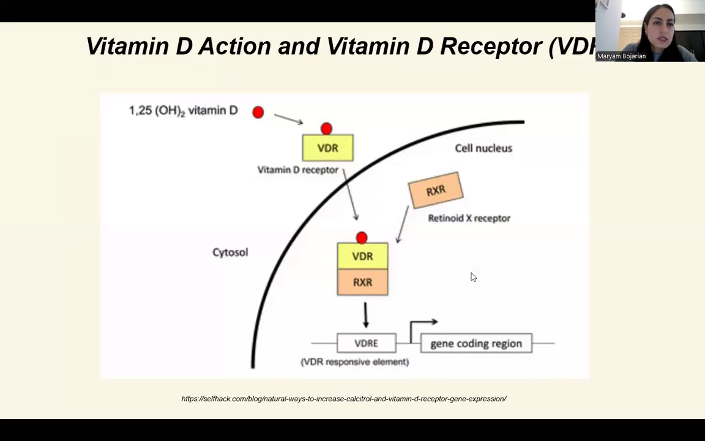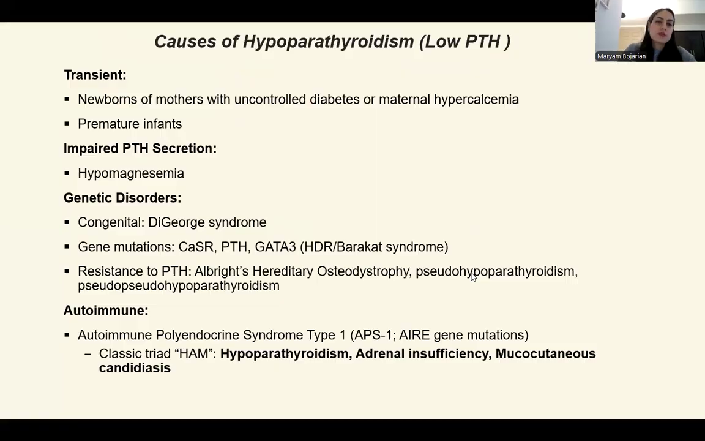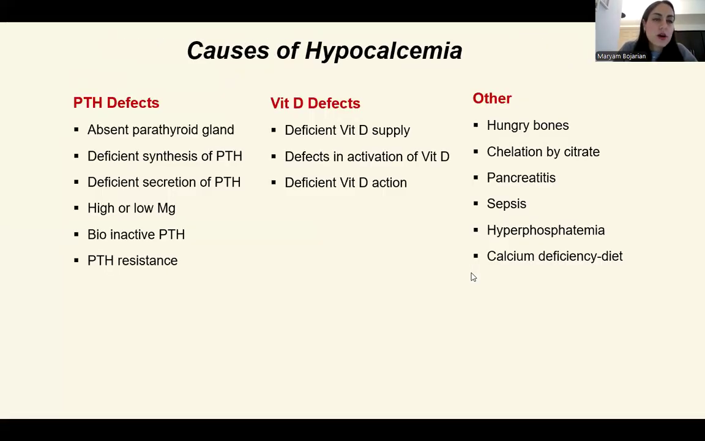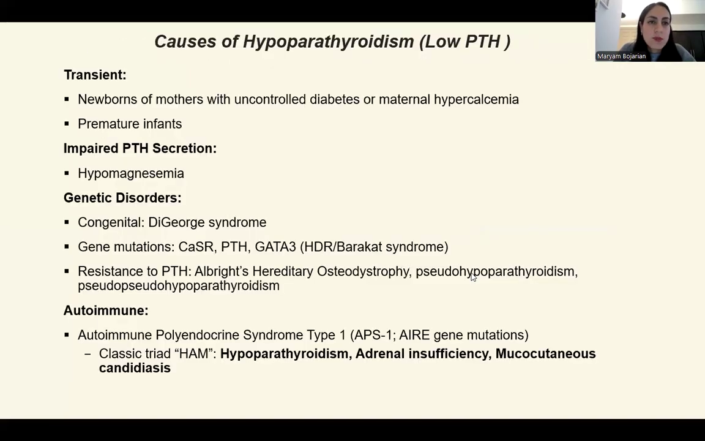Okay, so we discussed this and then the causes of hypoparathyroidism. So just want to show you. We discussed PTH, we discussed magnesium and also the vitamin D defects. And also, as I said, we can have a parathyroid hormone problem as well. And now I want to talk a little more about causes of hypoparathyroidism that can lead to hypocalcemia.